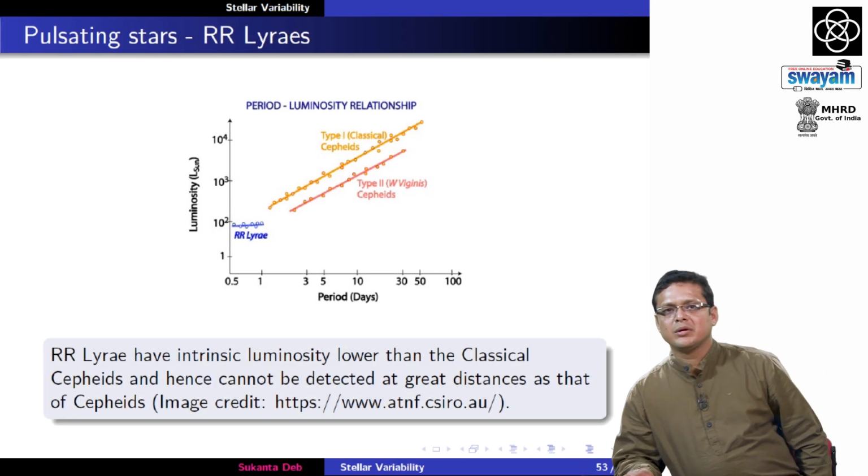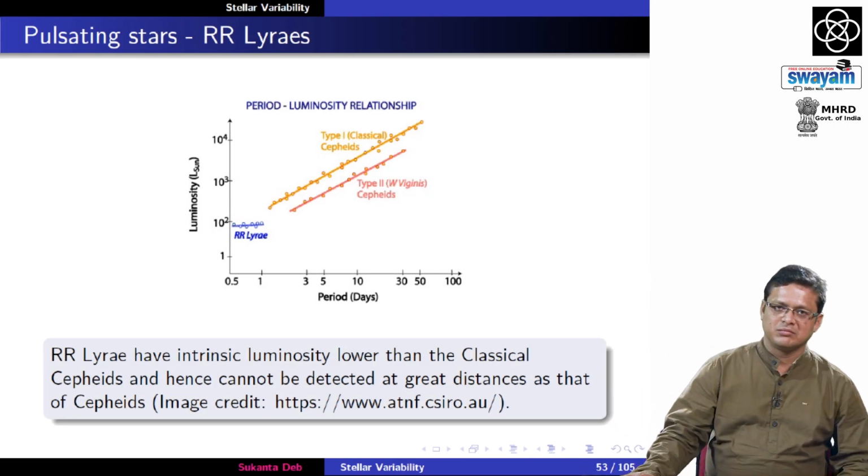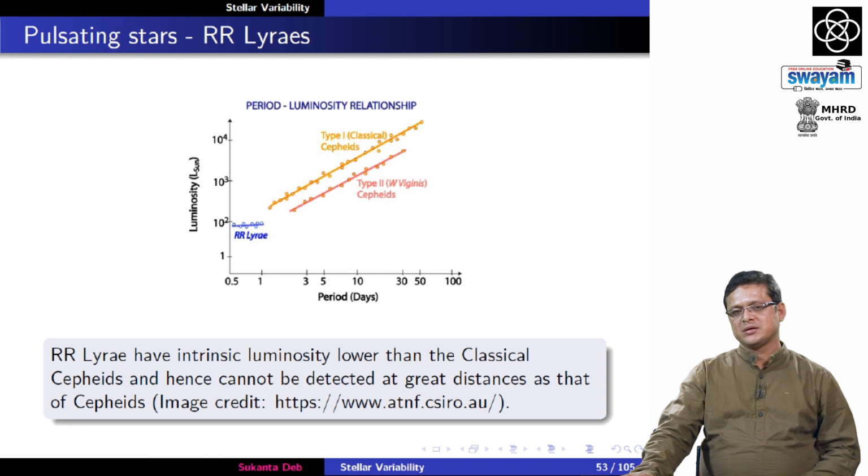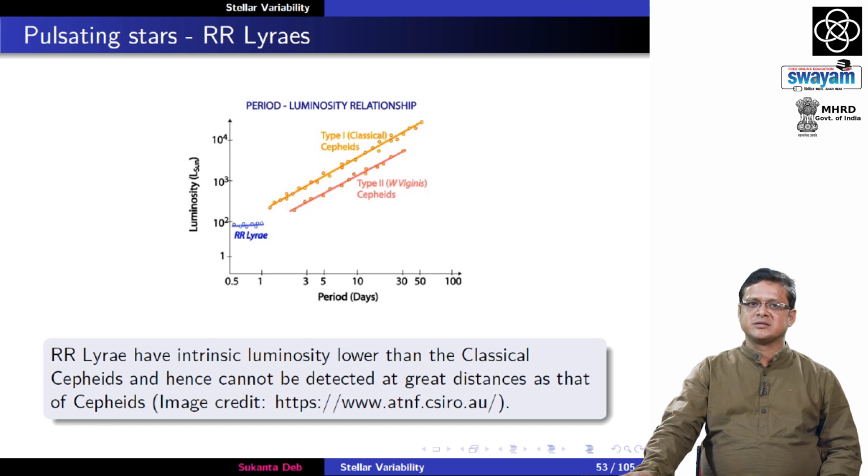Now, we will discuss pulsating stars, RR Lyrae. Like classical Cepheids, we will discuss RR Lyrae in much more detail as compared to other variable stars, because they are used as standard candles. These stars have fixed luminosities, and because of that they are used in galactic and extragalactic distance determinations.